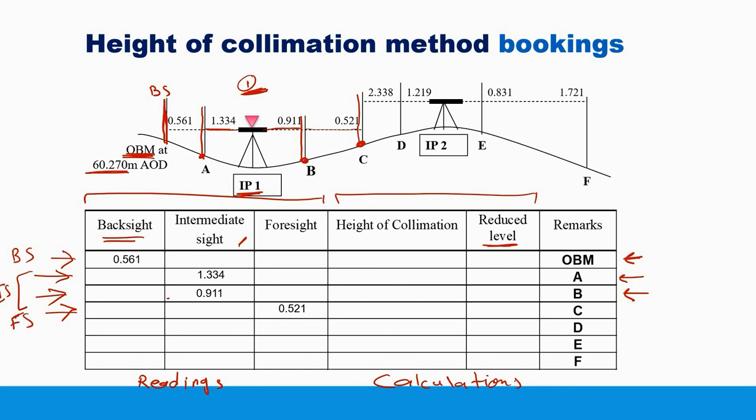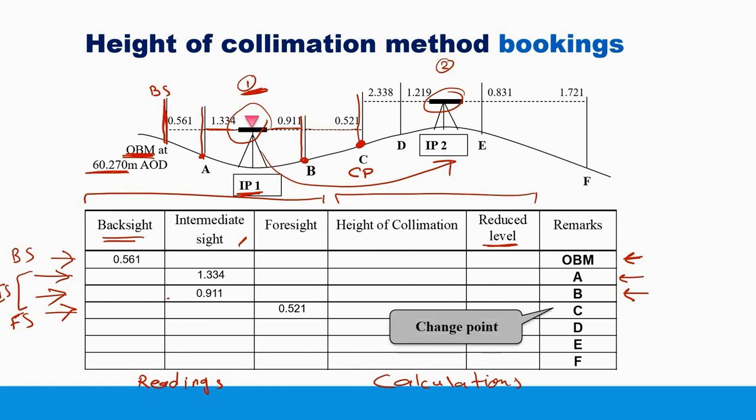Okay, now at this point C, we will change now the location of the level from here to station 2 here. We will move the level from here to here. Because of that, we will call station C a change point, because we changed the location of the level after this point. Okay, so this is a change point.